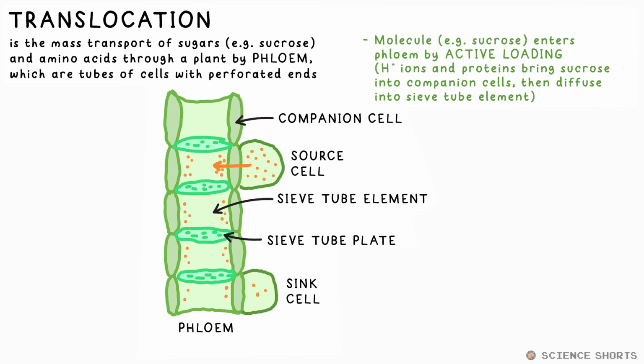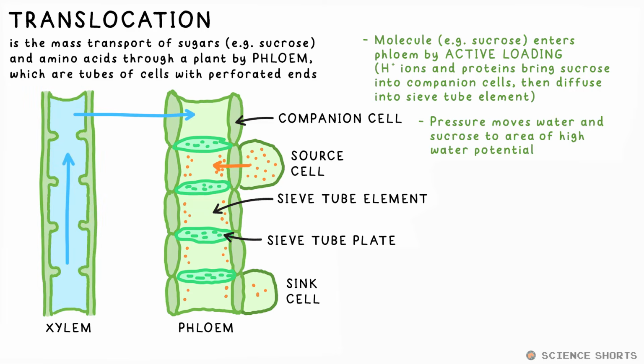First, sucrose from a source cell enters the phloem by active loading, a type of co-transport and facilitated diffusion involving the movement of hydrogen ions and proteins which bring sucrose molecules into the companion cells. They then diffuse down the concentration gradient into the sieve tube elements. When this happens, a water potential gradient is produced and water enters the phloem from a xylem by osmosis.